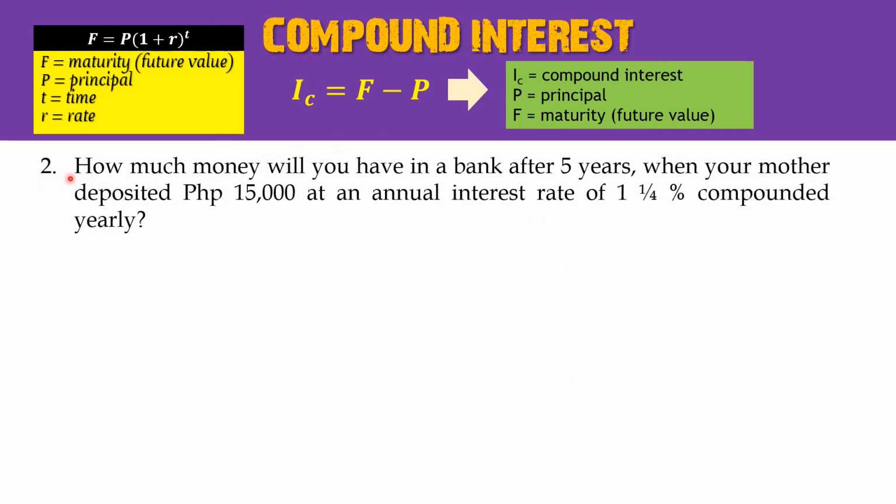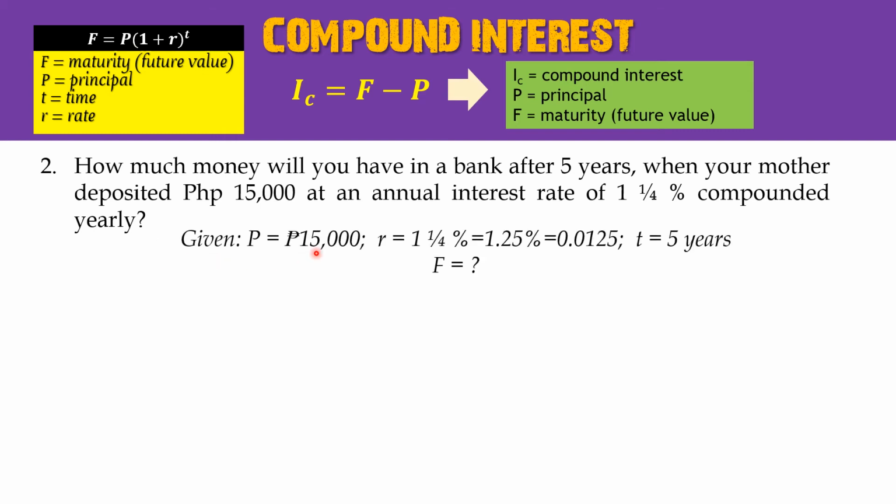Next problem. How much money will you have in a bank after 5 years when your mother deposited 15,000 pesos at an annual interest rate of 1 1/4% compounded yearly? Okay. Present natin ang given. So, the principal amount is 15,000. Ito yung dideposito ng mama mo sa bangko. And then the rate is 1 1/4%. 1/4 is 0.25, so that is 1.25%.